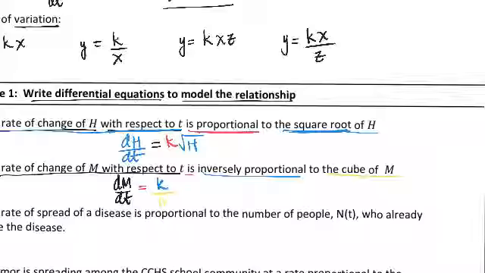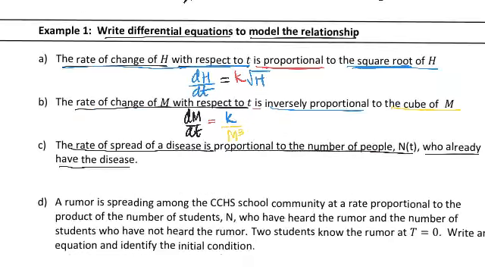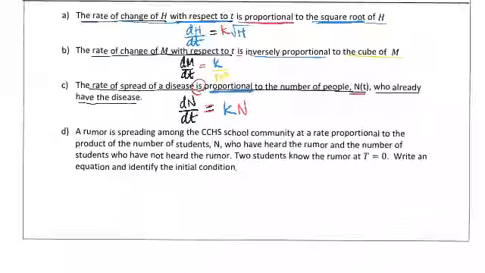So I'm going to put m cubed on the bottom. So dm dt is equal to k over m cubed. That's another differential equation. The rate of spread of a disease is proportional to the number of people n who already have the disease. So the rate of spread would mean dn dt. How fast is the number increasing, the number of people who have it? This we're saying is proportional to the number of people who have the disease. So that's just n again. So dn dt is equal to kn. This is an example of that natural growth equation that I referred to earlier.